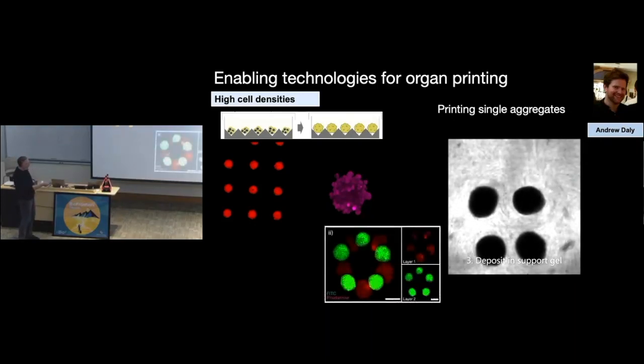And I just wanted to show, this is an example from a paper from a few years ago where we have these different cell populations labeled either green or red. And he basically just patterned them through this 3D printing approach.